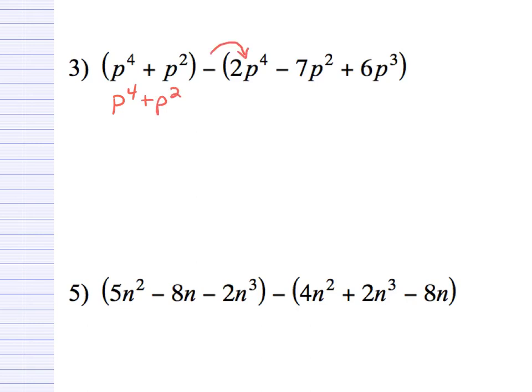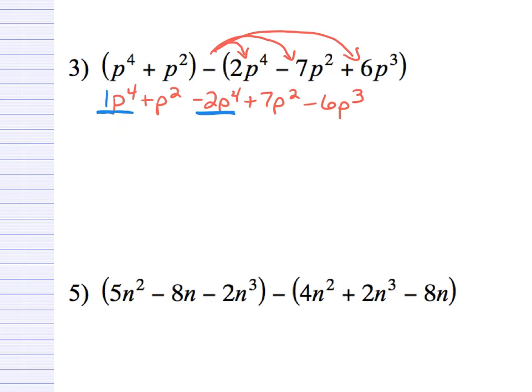Negative times 2p to the 4th is negative 2p to the 4th. Negative times negative 7p squared, and negative times negative is positive 7p squared. And negative times positive 6p to the 3rd is negative 6p to the 3rd. And again, we're just going to look and try to combine like terms. I have an invisible 1p to the 4th and a negative 2p to the 4th. Those are the only ones that have p to the 4th power. So I'm going to combine those, and I get negative 1p to the 4th.